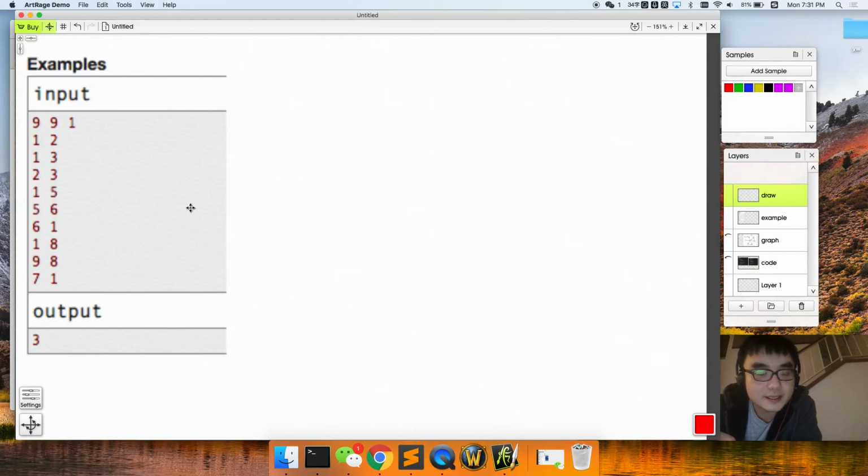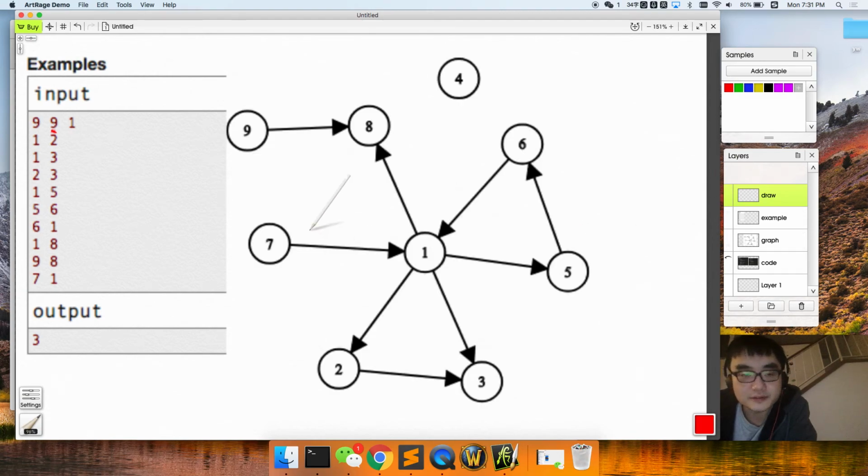So here is an example. The first three numbers are the number of nodes in the graph, the number of edges in the graph, and the third one is the start node index, right? So what is the graph? It's here. So we have 9 nodes, right?